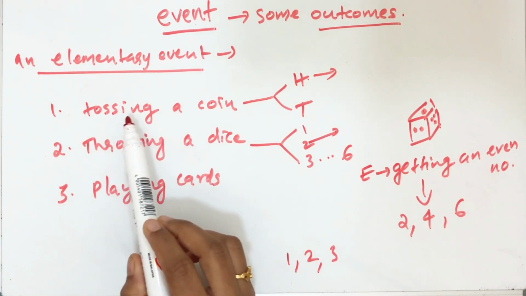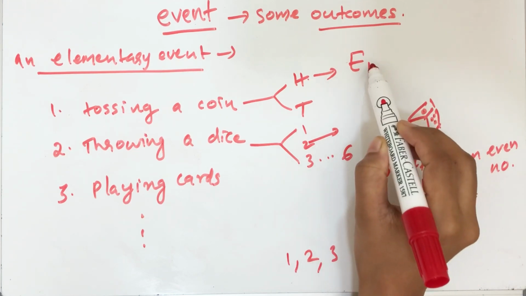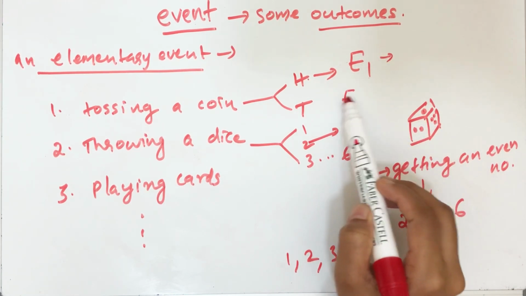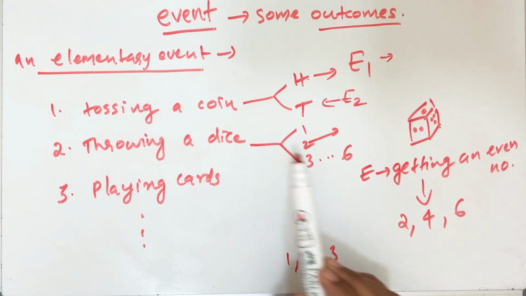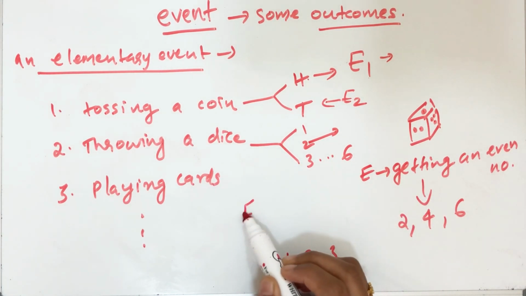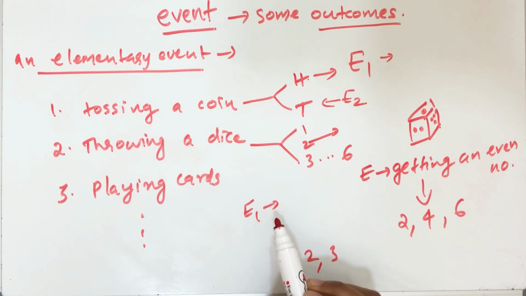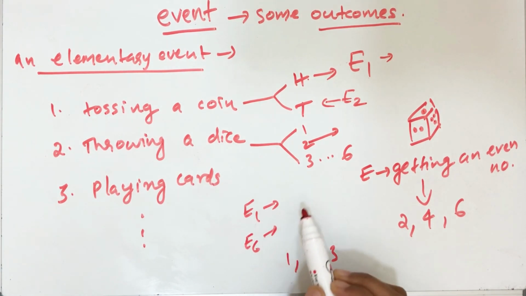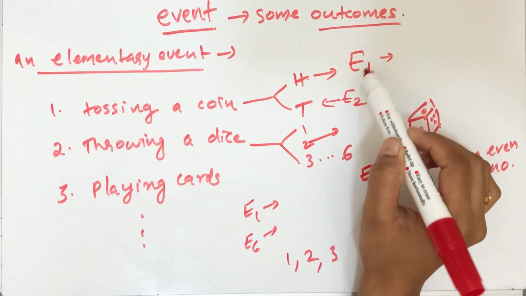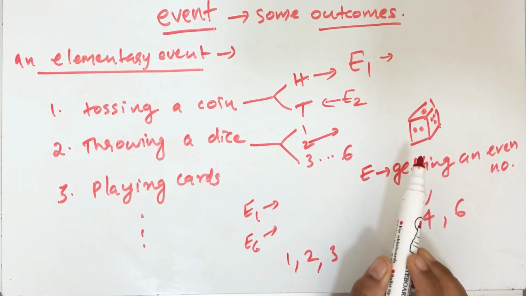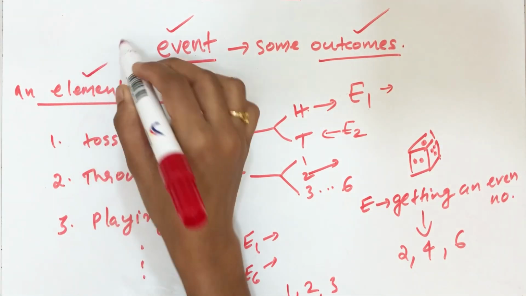In the first example, the experiment of tossing a coin, we have 2 elementary events. E1 is the event of getting heads and E2 is the event of getting tails. We have 2 possible elementary events. And in the experiment of throwing a dice, we have 6 elementary events. That is, E1, an event of getting a number 1, E2, an event of getting a number 2, like that, E6, an event of getting a number 6. Sum of probabilities of all the elementary events in an experiment will be 1. Okay, that we can see later. So you may understand what's an outcome or what's an event. Okay, and what is an elementary event.